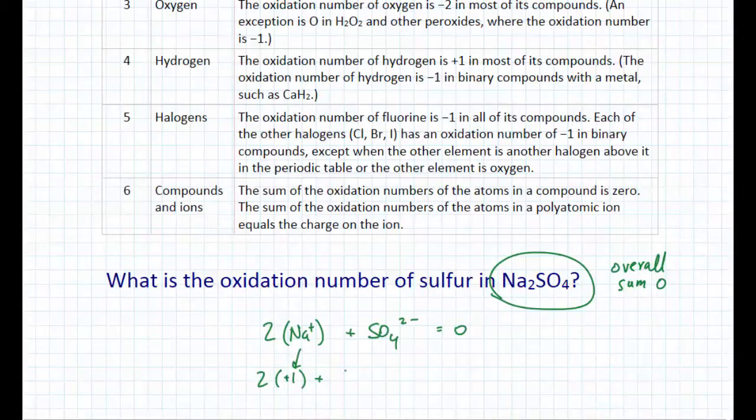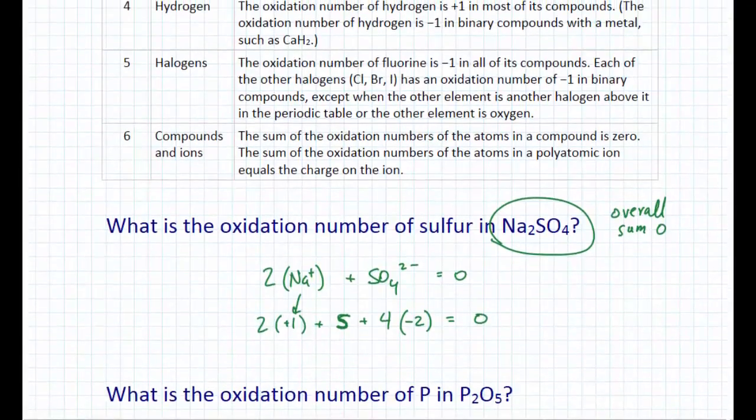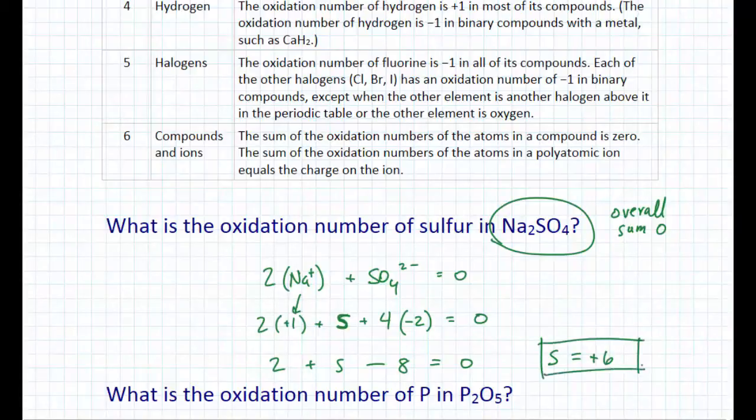Okay. S as sort of a variable. And then I've got 4 of those O's. What kind of charge does O have individually? Right? So 2 plus S minus 8 equals 0. S equals 6. Let's call it plus 6. Okay?